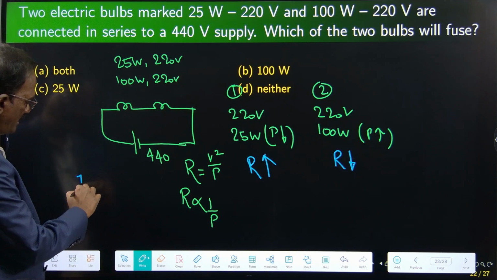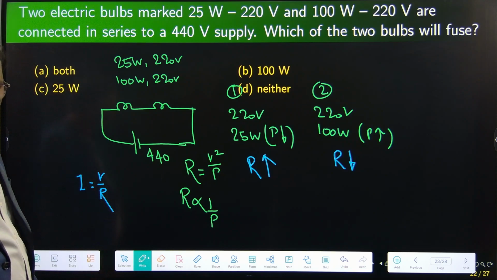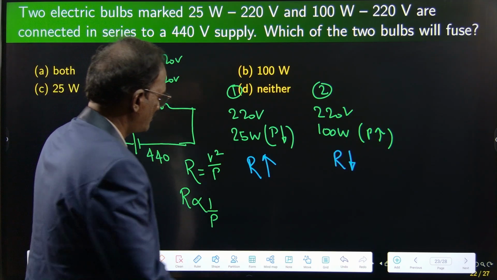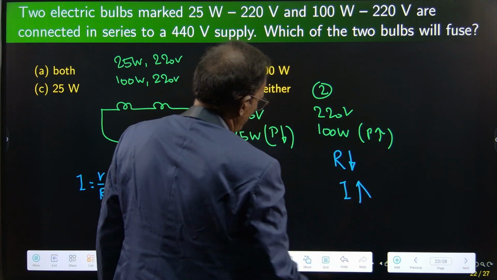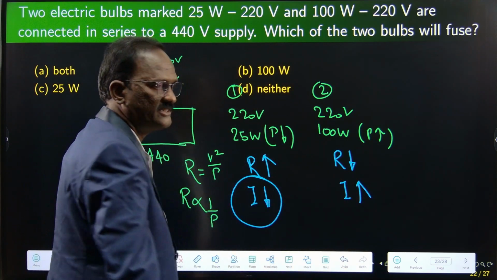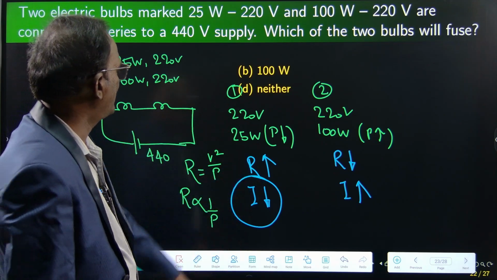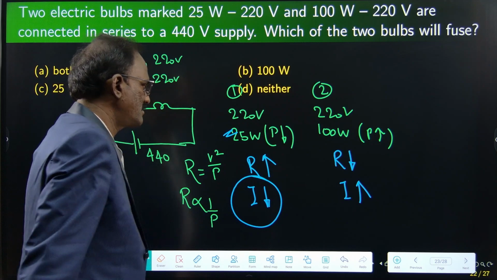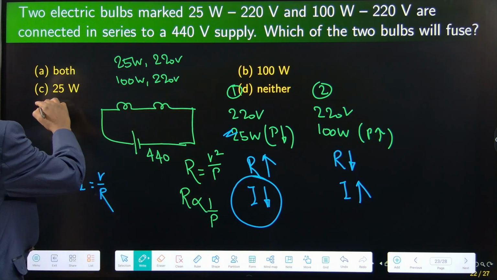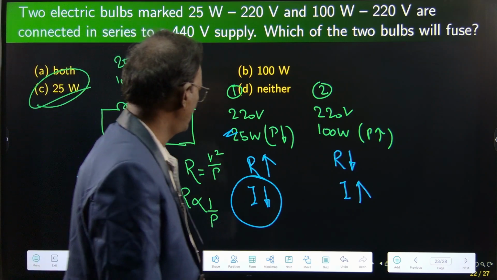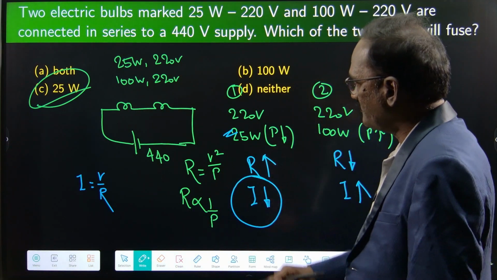Then Ohm's law, I is equal to V by R. I is inversely proportional to R value. So I is less here, I is more here. So this is the bulb which has low current rating. So this bulb will get fused, the 25 watts. This bulb will get fused immediately, first, right? 25 watts is the answer. So no need of making any calculation. Just by comparison we can find the answer.